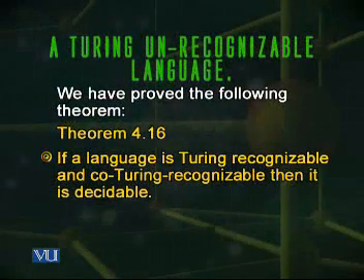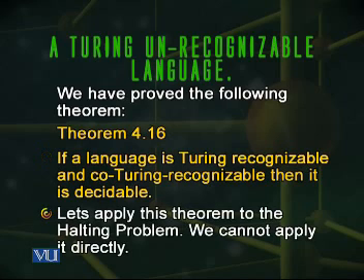So we have shown that if a language is Turing recognizable and it's also co-Turing recognizable, then that language must be decidable. A language that is Turing recognizable and co-Turing recognizable simultaneously is decidable. This is theorem 4.16 given in the book. The theorem precisely says if a language is Turing recognizable and co-Turing recognizable, then it is decidable. What we want to do is to apply this theorem to the halting problem. However, we will not be able to apply this theorem directly.